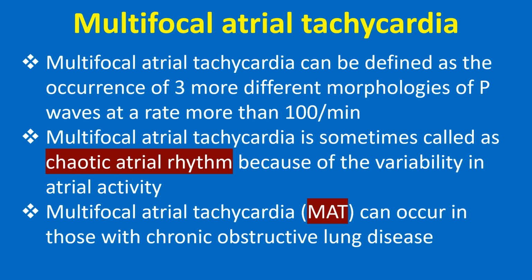Multifocal atrial tachycardia can be defined as the occurrence of 3 or more different morphologies of P waves at a rate more than 100 per minute. Multifocal atrial tachycardia is sometimes called chaotic atrial rhythm because of the variability in atrial activity. Multifocal atrial tachycardia can occur in those with chronic obstructive lung disease.